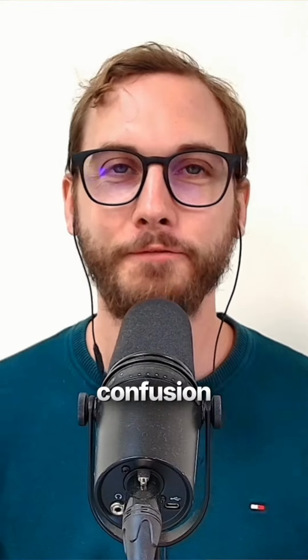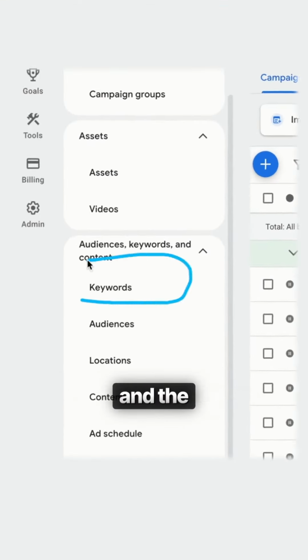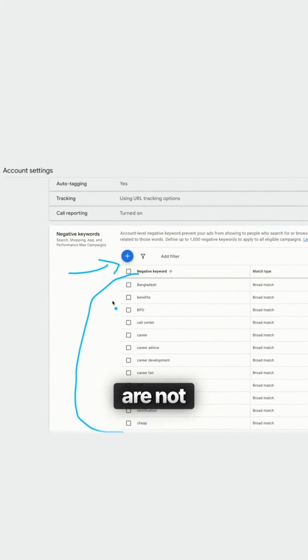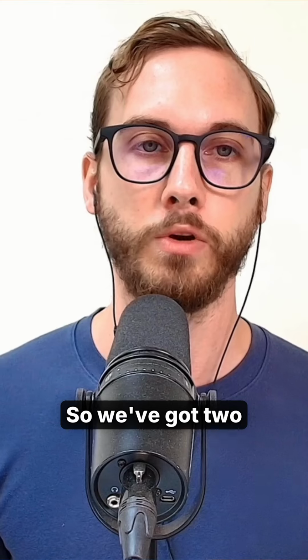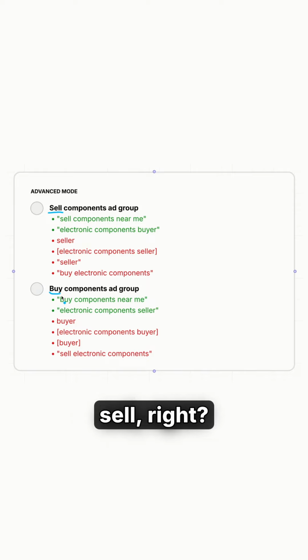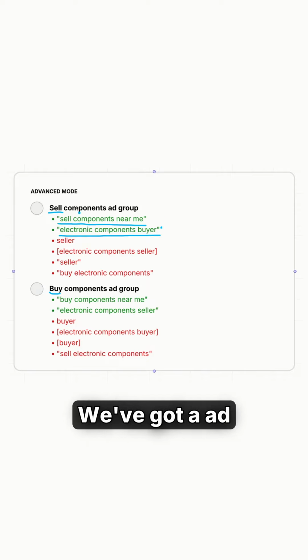So there's a lot of confusion around negative keywords and the best ways to use negative keywords so that your campaigns and ad groups are not overlapping with each other. So we've got two ad groups, something to sell and something to buy. So let's say you've got a vendor and they buy your stuff and they also sell. Right? We've got an ad group to sell components, right? And so we've got our target audience who wants to sell their stuff.